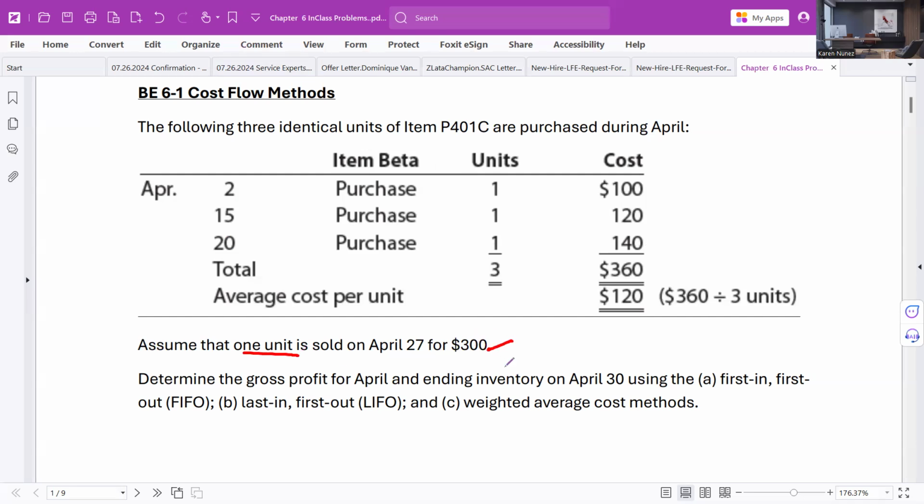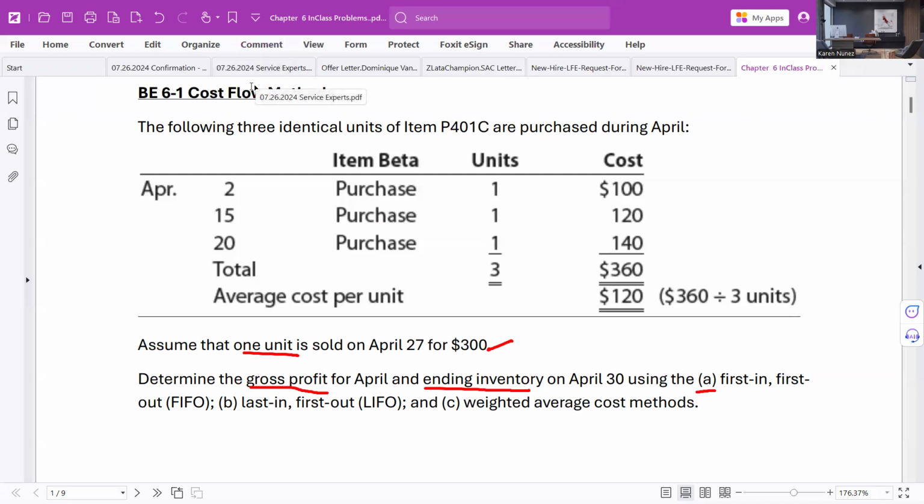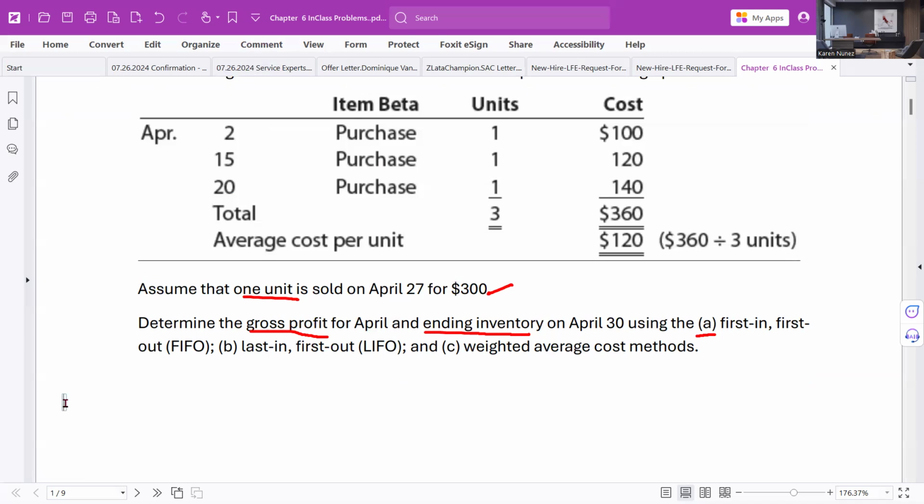That's our sales revenue. And what we need to be able to do is use the 3 methods, FIFO, LIFO, and weighted average, to determine 2 things, the gross profit and the ending inventory. So we need gross profit and ending inventory. Let's get started with the cost of goods sold first. So we're going to look at the FIFO method, and for FIFO, we need to determine that gross profit.